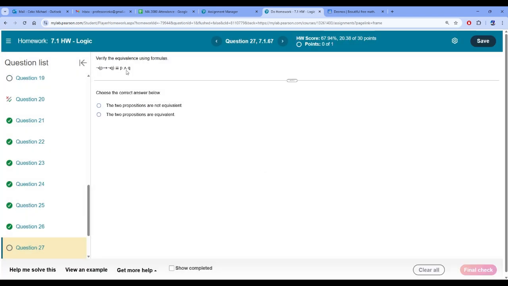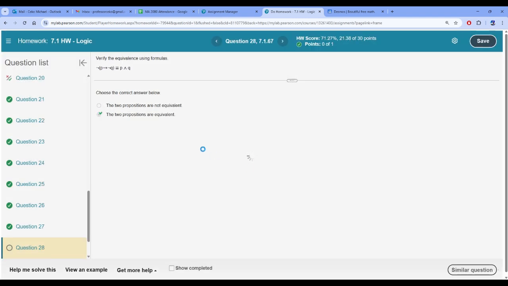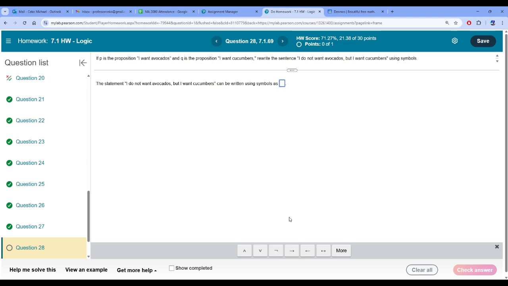All right, moving on. Verify the equivalence using formulas. If not P implies Q, they're equivalent. If P is a proposition, I want avocados, and Q is the proposition, I want cucumbers. Rewrite the sentence, I do not want avocados, but I want cucumbers. So how do I do not P? Not P implies Q.